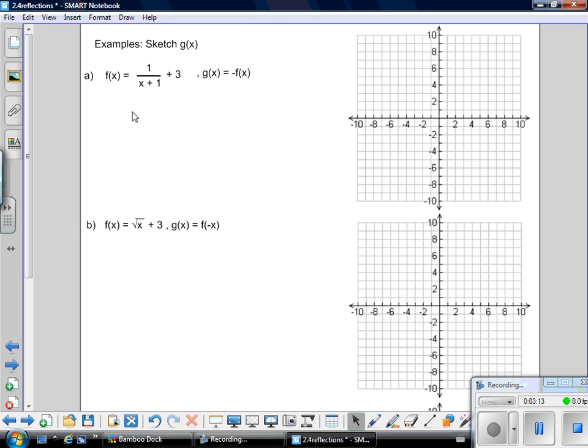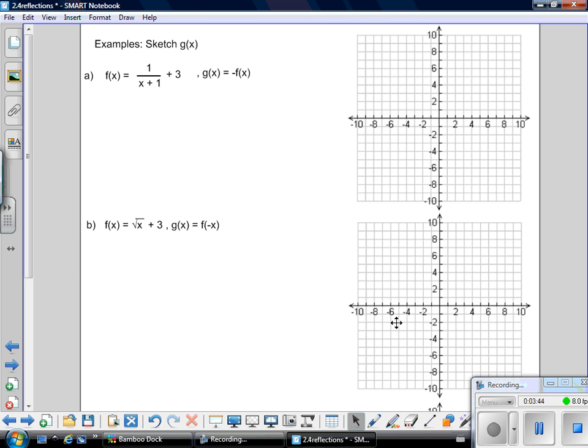I have my first graph, and first of all, it says to sketch g of x. I'm starting with f of x, and f of x is 1 over (x plus 1) plus 3, and they're telling me g of x is going to be negative f of x. What that means is a couple of different things. First of all, I have to understand what parent this one comes from in order to be able to translate it. We know this is our reciprocal function.